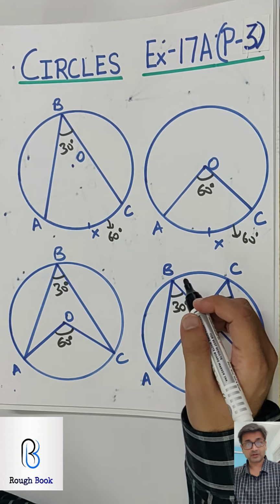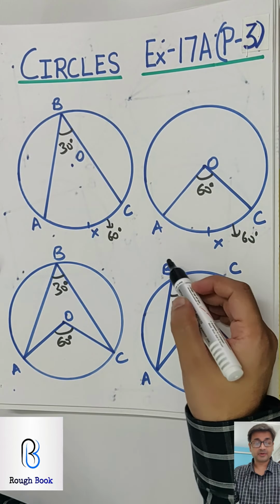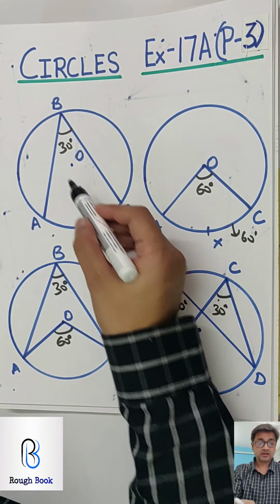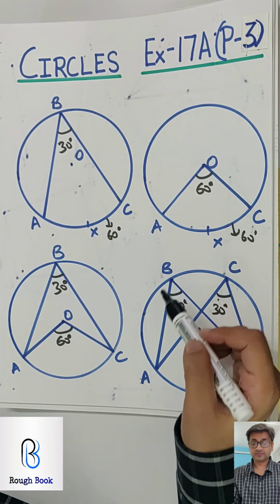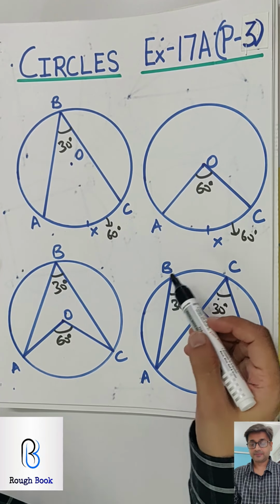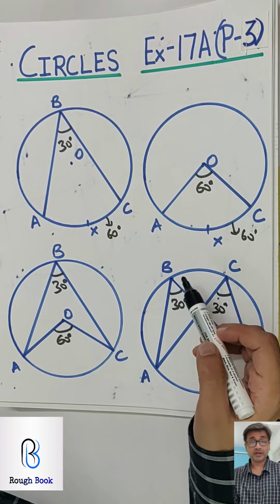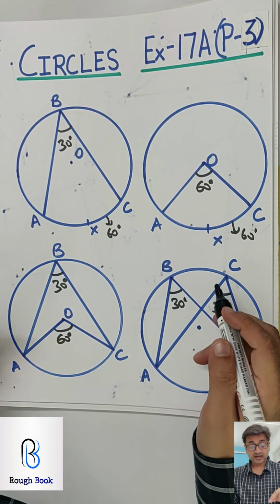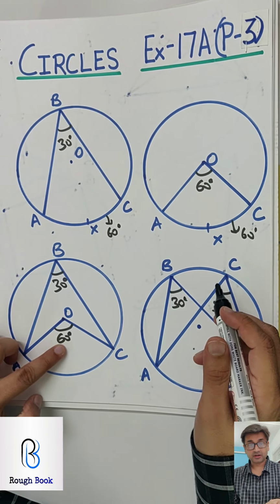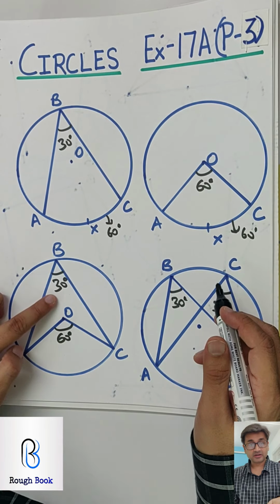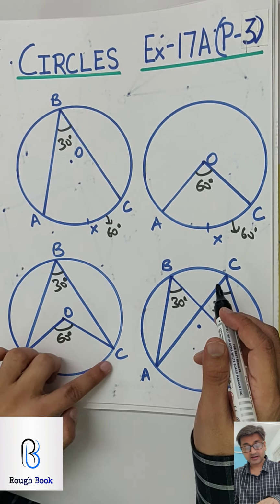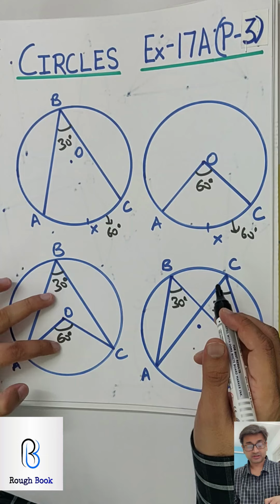Can you now name this one? Superb. Inscribed angle theorem. This angle is half of this arc. Measures of central angle. Both the angle and the arc will be equal. Angle at the center. Come on, continue. Double the angle on the circumference subtended by the same arc. So this will be half of this.